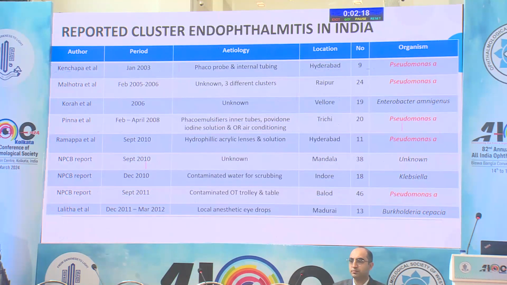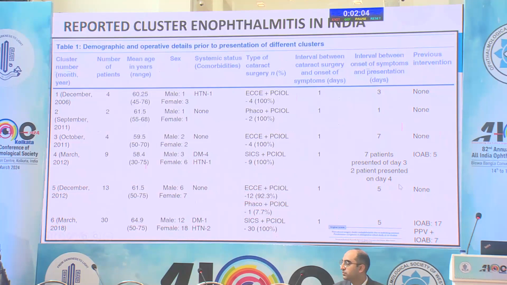So there are multiple reported cluster endophthalmitis outbreaks in India over a period from 2003 to 2012. And you can see the most common isolated organism is Pseudomonas aeruginosa, whereas some other organisms like Enterobacter and Klebsiella have also been reported. So this is another study where a cluster endophthalmitis was reported, and this was with extracapsular cataract extraction as well as phacoemulsification, and they all presented. And here again the most common organism isolated was Pseudomonas aeruginosa.